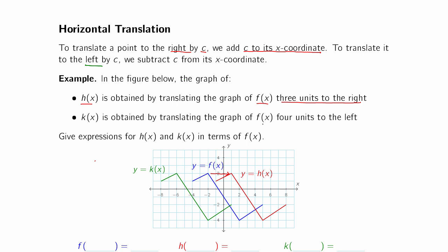To translate to the left, we subtract our number from the x-coordinate. So k is the result of translating f 4 units to the left. We took the x-coordinate of every point on f, subtracted 4 to move it 4 units to the left. So we're going to go through our graphs point by point and see what's happened to each point on the graph. And based on that, we're going to see what has happened to the actual expression for f to get the expressions for h and k.